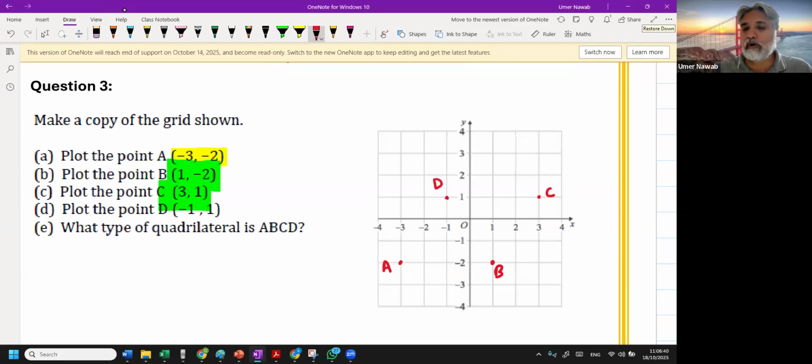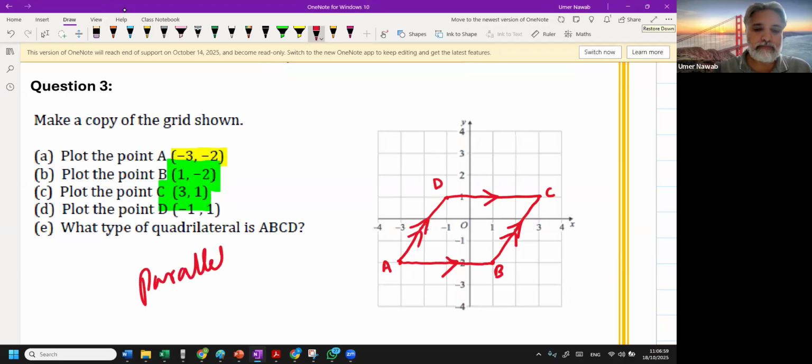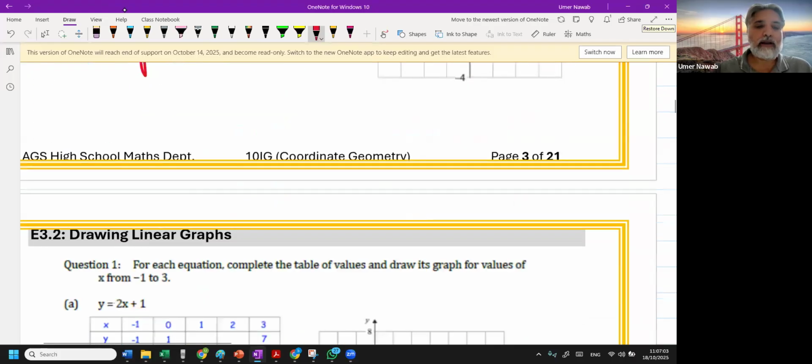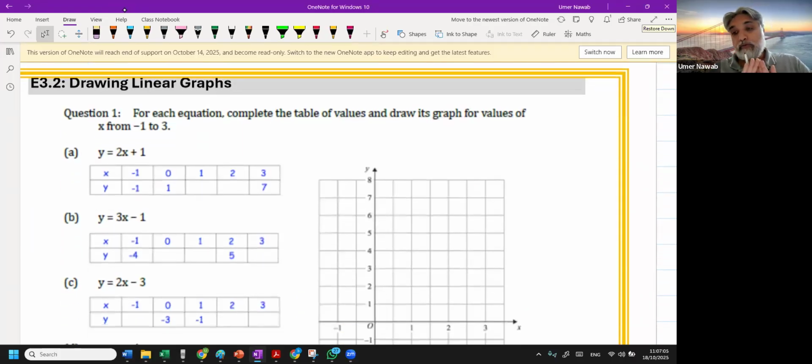Now he said what type of quadrilateral it is if we join them. Oh, wow. It looks like a famous quadrilateral in which opposite sides are parallel. So this is a parallelogram. So the first concept, plotting the points on the rectangular coordinate plane, is done.